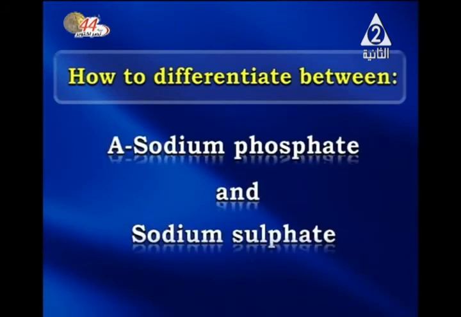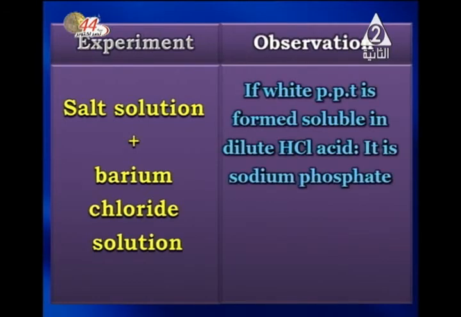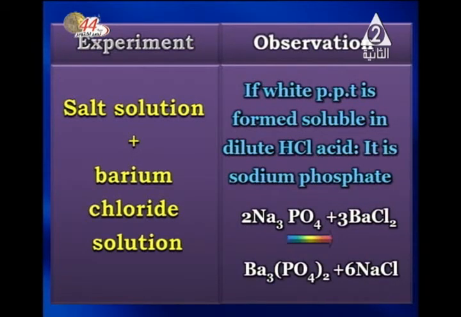Another differentiation, my dear student, is between sodium phosphate and sodium sulfate. Here, if the salt solution plus barium chloride solution forms a white precipitate soluble in dilute hydrochloric acid, it is sodium phosphate. As the equation proceeds on the screen, sodium phosphate plus barium chloride gives barium phosphate and sodium chloride. Here the barium phosphate is a white precipitate that is soluble in dilute hydrochloric acid.